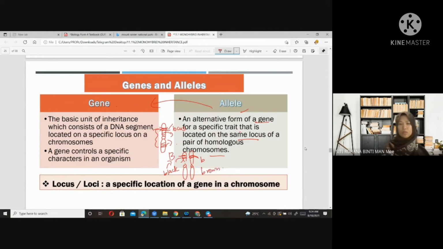Okay, so just because black is dominant, that's why you will express the black color. Okay, your hair black lah.